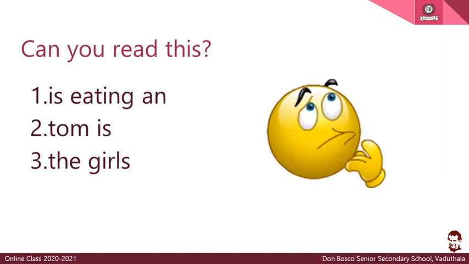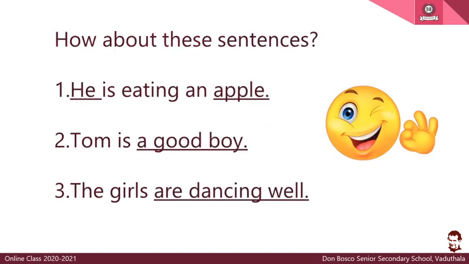Now, how about these sentences? Can you please read this now? The first one, it was is eating Anne, and I have added two more words with that. He is eating an apple. Now you understood what I want to tell you. In the second one, there was only Tom is. Now I added a good boy. Tom is a good boy. And the third one, the girls are dancing well. I know that now you understood what it is. Now it became a correct sentence, isn't it?